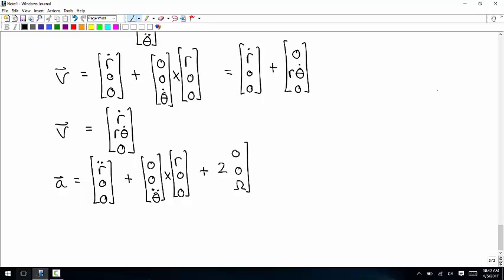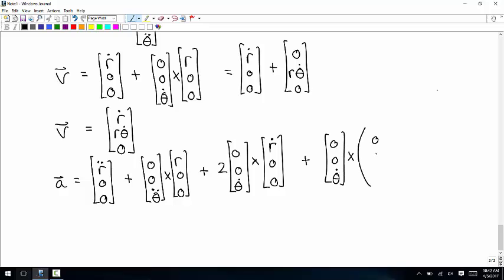And then 2 times omega crossed with the position dot. So 2 times theta dot crossed with r dot 0 0, plus omega, 0 0 theta dot, cross quantity 0 0 theta dot, crossed with the position vector, which is r 0 0.